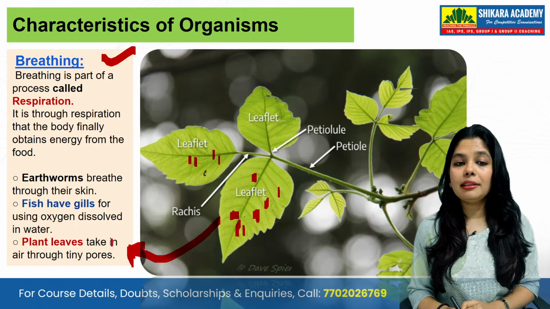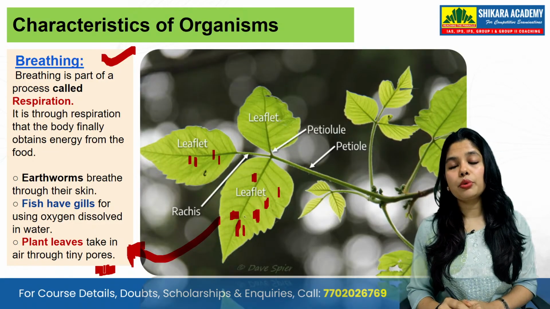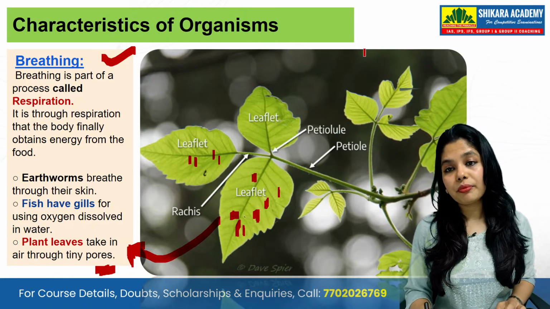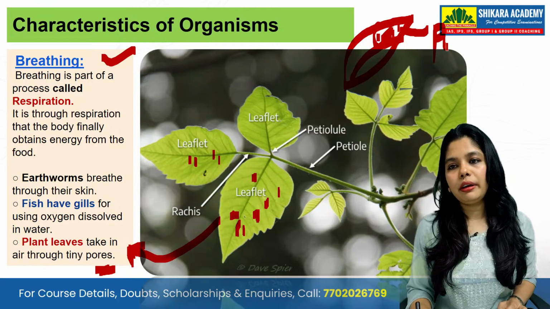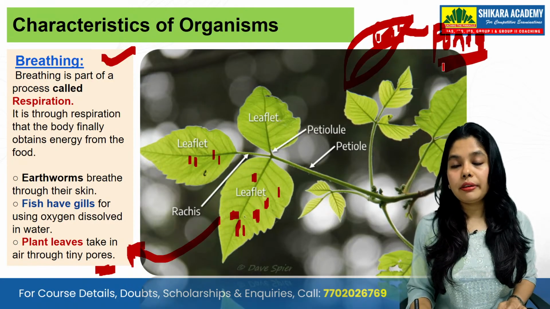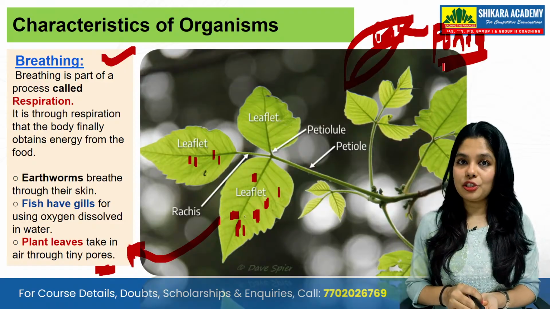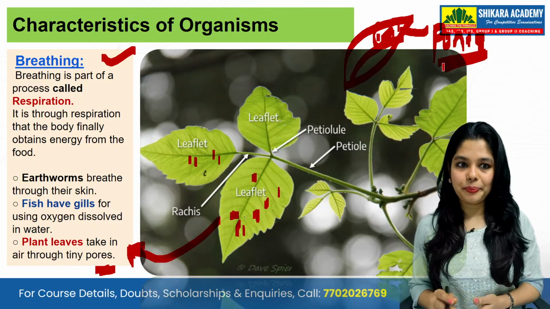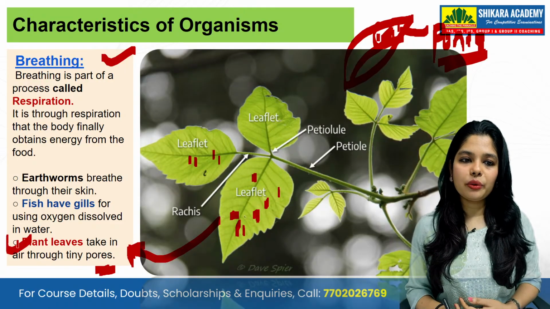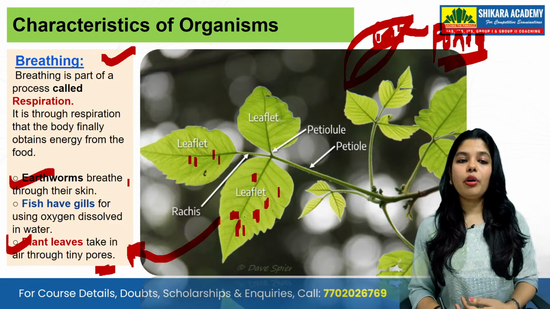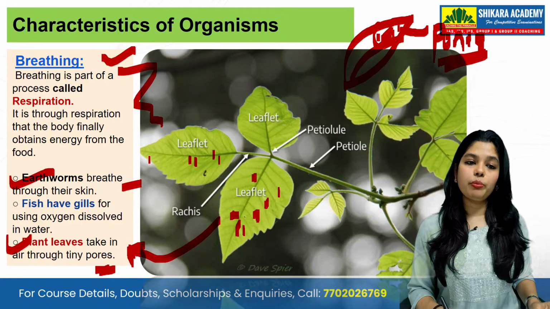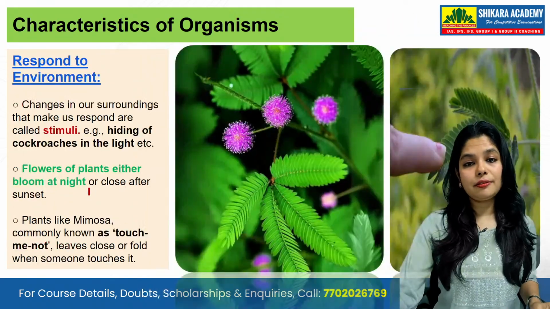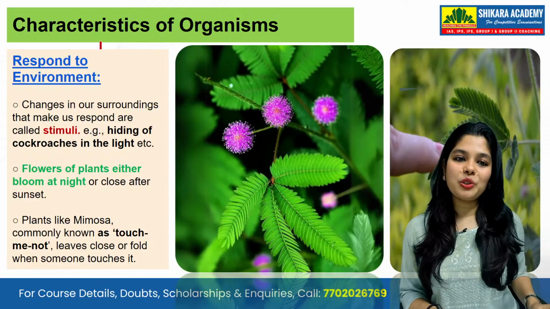Plant leaves take in air through their tiny pores. This is a plant's leaf. You cannot see the pores here, but there are pores, students, which help the plants get oxygen from the air. This is how they breathe. An earthworm breathes through its skin. Fish use gills for breathing, and they respond to the environment.